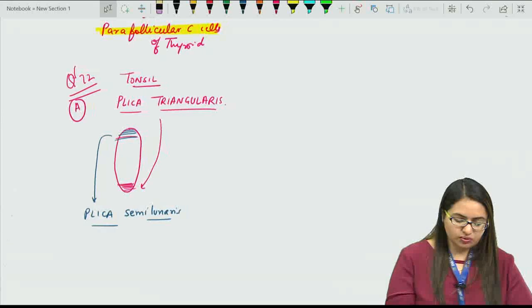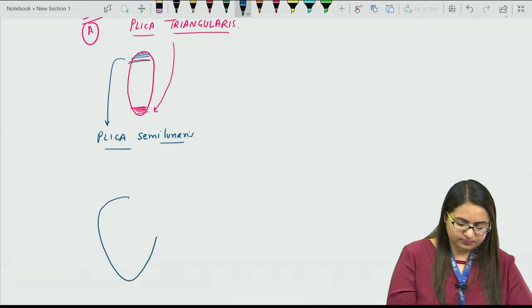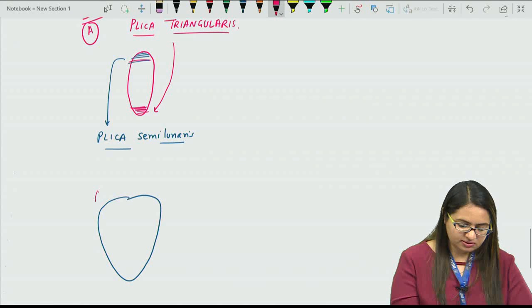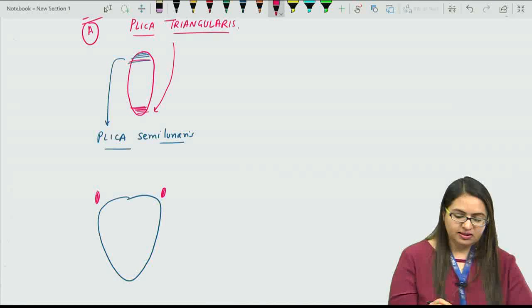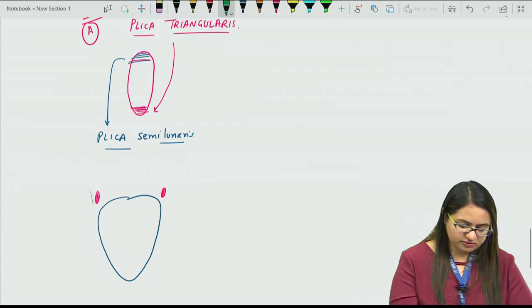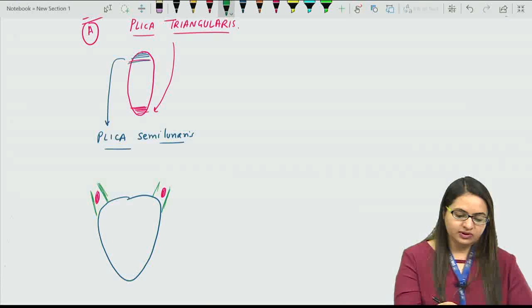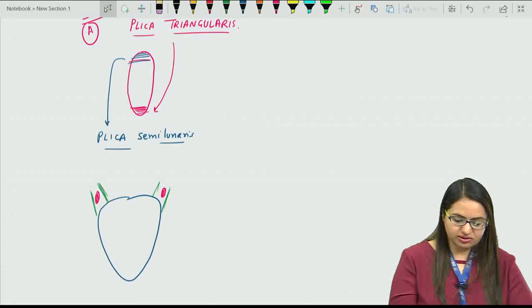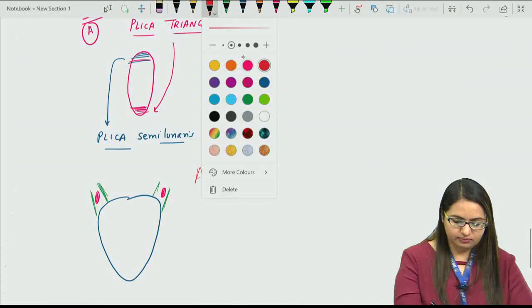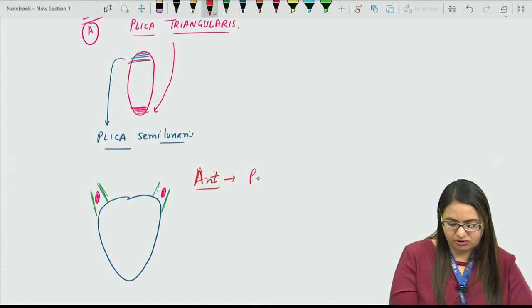The tonsil is present towards the posterior aspect or towards the base of the tongue on either side of the tongue. If you see, this is the tongue. The tonsils are present on either side, and these tonsils are present in the tonsillar sinus or the tonsillar fossa. They are being guarded by two folds, anterior fold and posterior fold, termed as anterior pillar and posterior pillar. Anteriorly, we have the palatoglossal fold. And in this fold, the palatoglossus muscle is running.